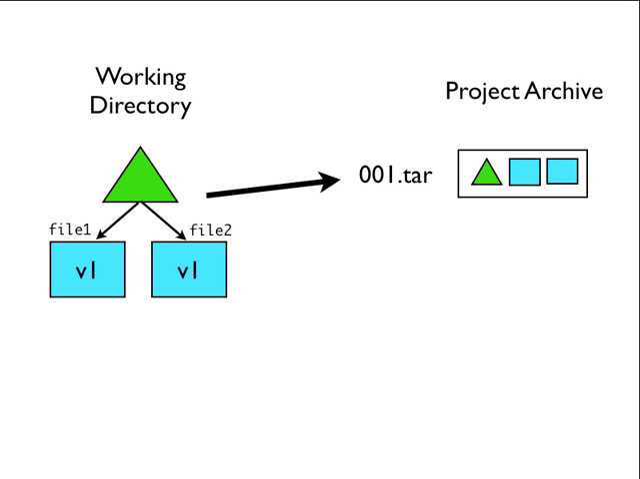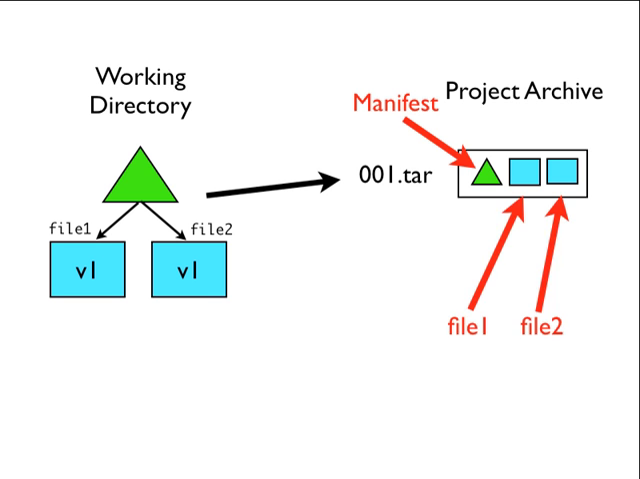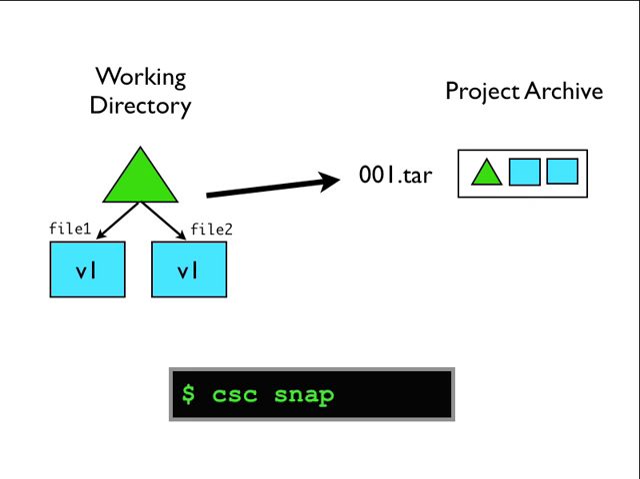Now, inside this single file is a manifest that lists all the files that are inside this single tar file, and then also has the data for all the individual files. Now, using the manifest, we can track what files are inside that particular tar file. And so for our first cut at the CSC source control system, we're going to create a command called snap that creates a snapshot just like we did in the old days. It'll create a tar file with the manifest and embedded files.